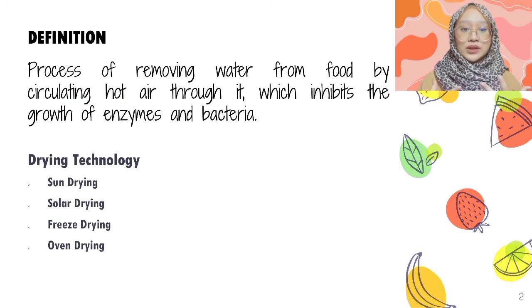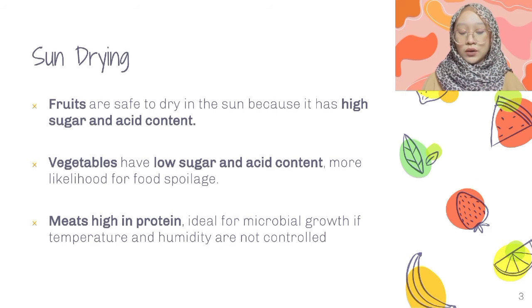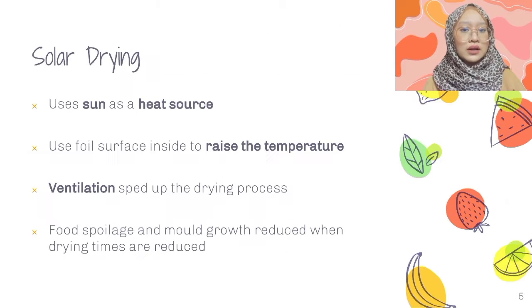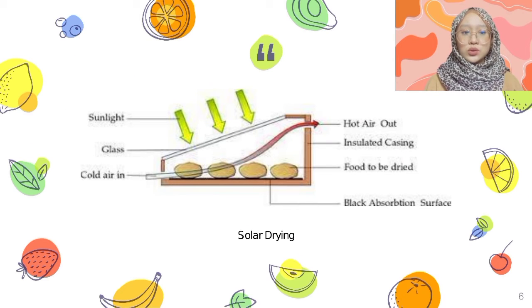Drying method is a process of removing water from food by circulating hot air through it, which inhibits the growth of bacteria. There are 4 types of drying technology: sun drying, solar drying, freeze drying, and oven drying. For sun drying, fruits are safe because they have high sugar content and acid content, while vegetables aren't. This is solar drying. As you can see, it uses the sun as a heat source, has ventilation to speed up the drying process, and uses a black absorption surface to raise the temperature.